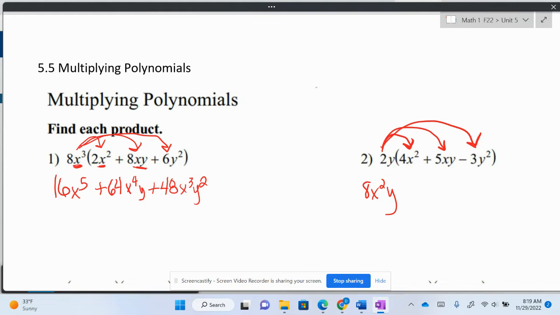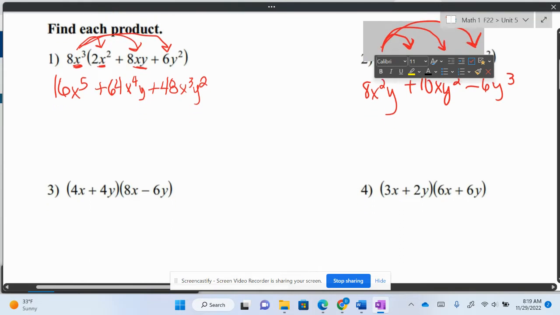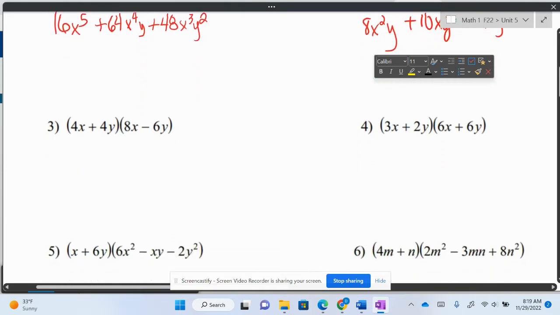Okay, so what did we say this was? 8x squared y plus 10xy squared minus 2 times negative 3 is negative 6y cubed. Are we good with that? Okay. All right, so now I have a binomial times a binomial.